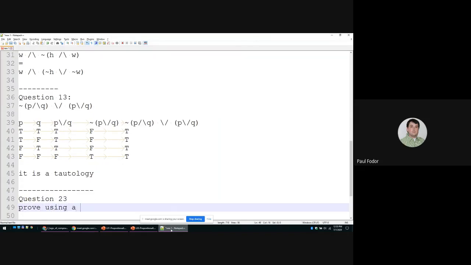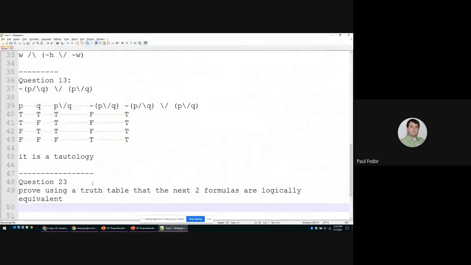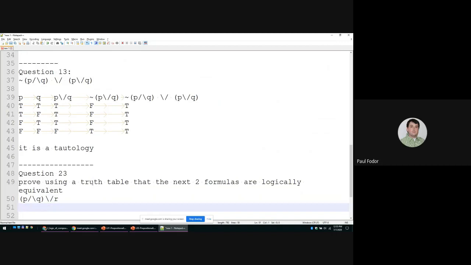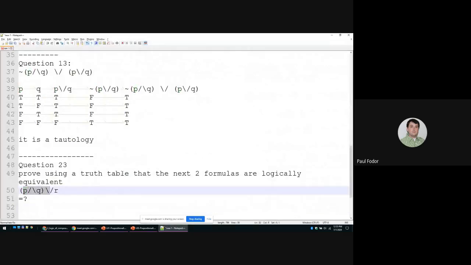Prove using a truth table that the next two formulas are logically equivalent. Okay, so the two formulas are P and Q or R, and P and Q or R, and the parentheses are here. Is it true that this is equivalent with P and Q or R? So it's basically the same, but the parentheses are here.